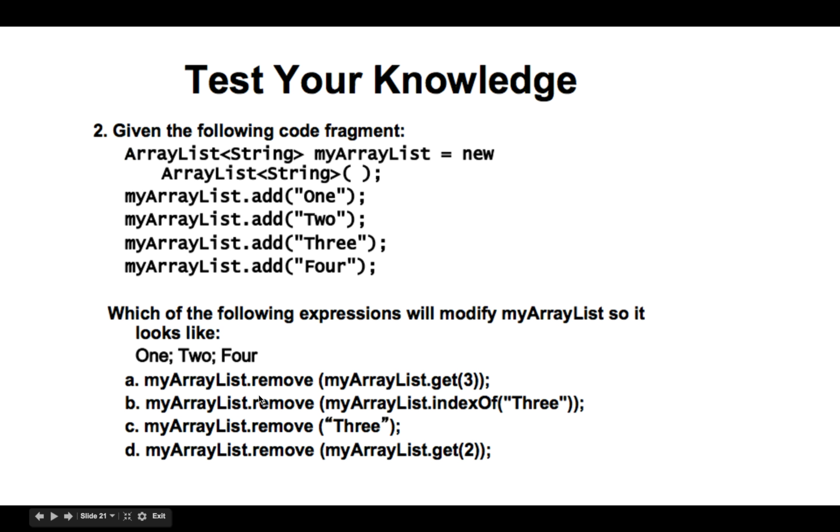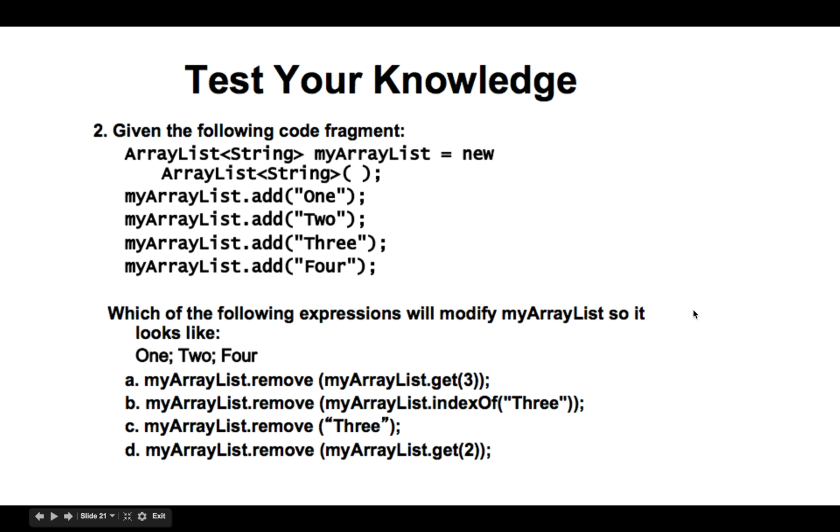The first line of code, A, myArrayList.remove(myArrayList.get(3)) will remove the string 4, because myArrayList.get(3) returns the string at index 3, which is 4, and then myArrayList.remove will look for the string 4 and remove it. So A does not work correctly. B is saying myArrayList.remove(myArrayList.indexOf(3)). What is this doing? It's finding the index of the string 3, which is 2, and then it's removing whatever is in the array list at index 2, which is the string 3. So B does work.